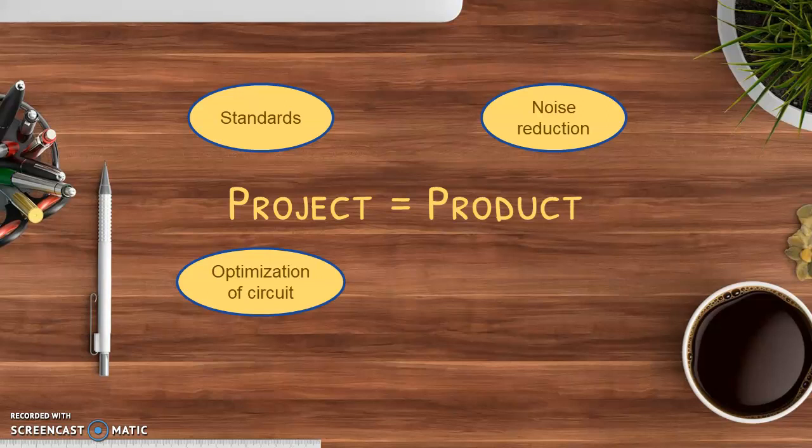So optimization of circuit means what? This is a point wherein we will always try to use the latest developments which are happening everywhere around us, and we would like to take those developments and implement them in our product.